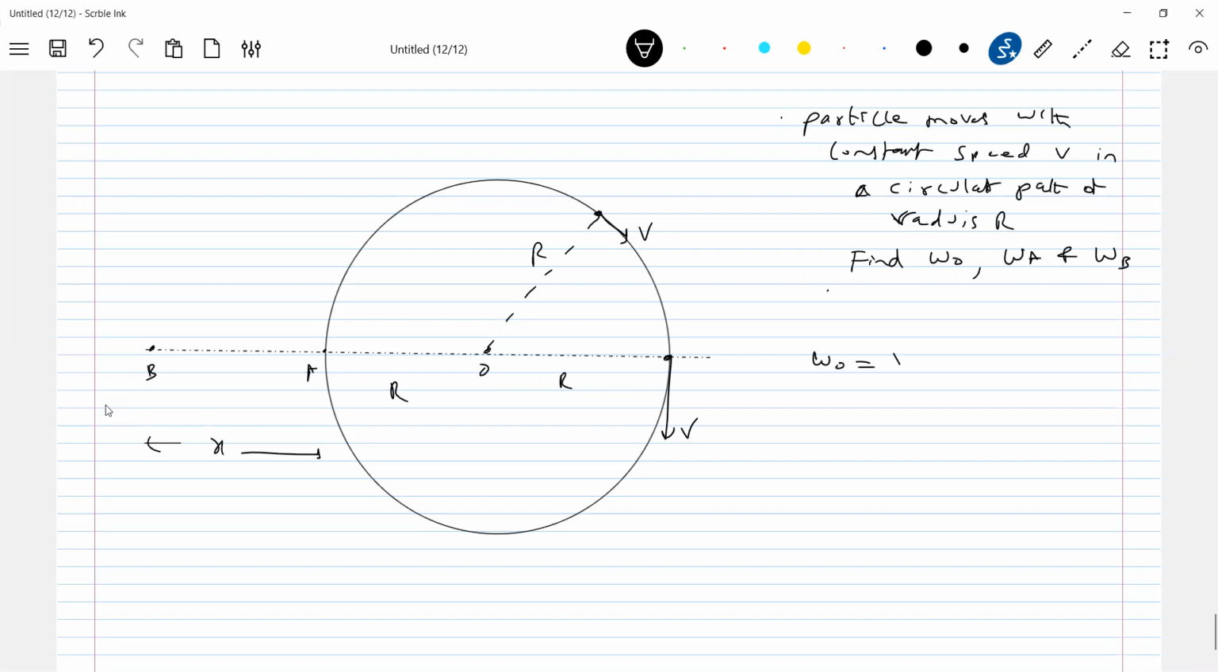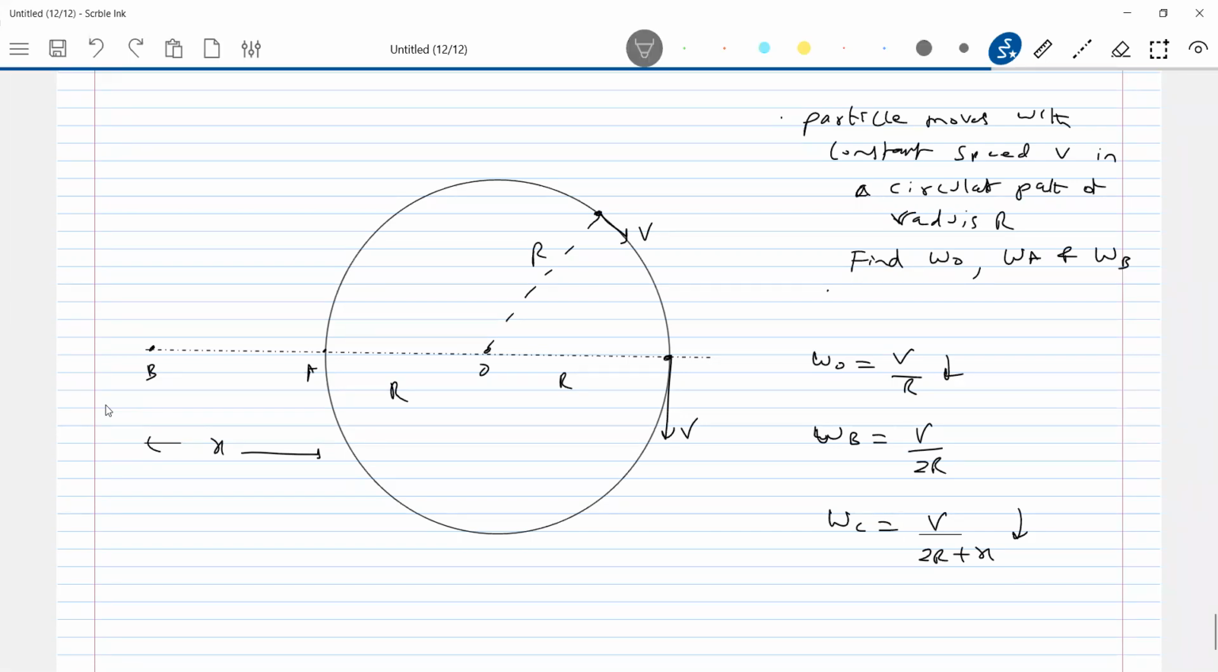What is omega O? V by R, clockwise. Anybody, omega B? Should be V by 2R. Omega C is V by 2R plus X. Are you getting the idea? If you stand at O, you see one angular velocity. If you stand at A, you see one angular velocity. If you stand at B, you see one angular velocity.